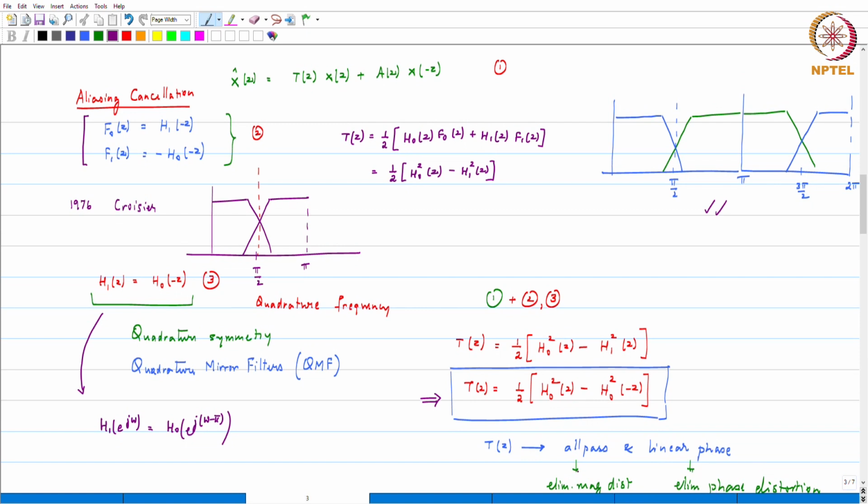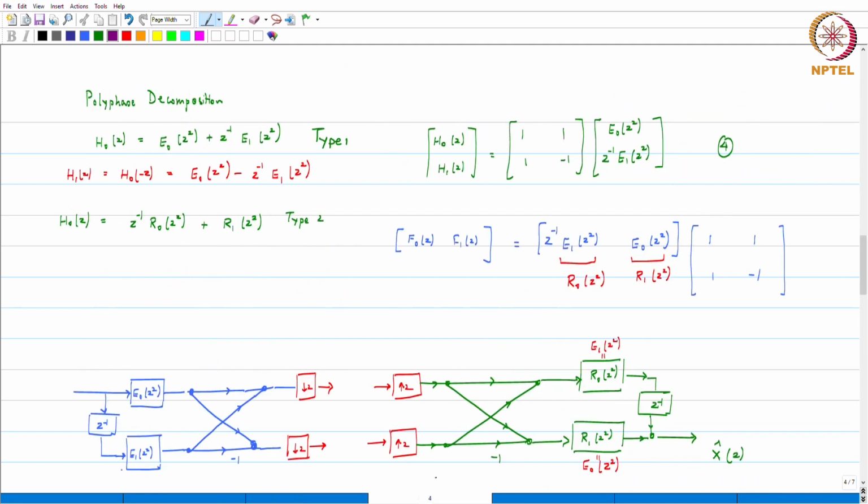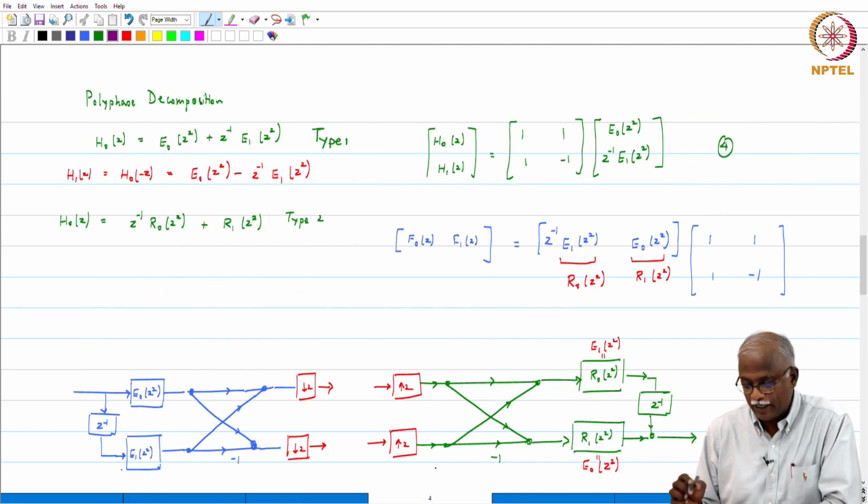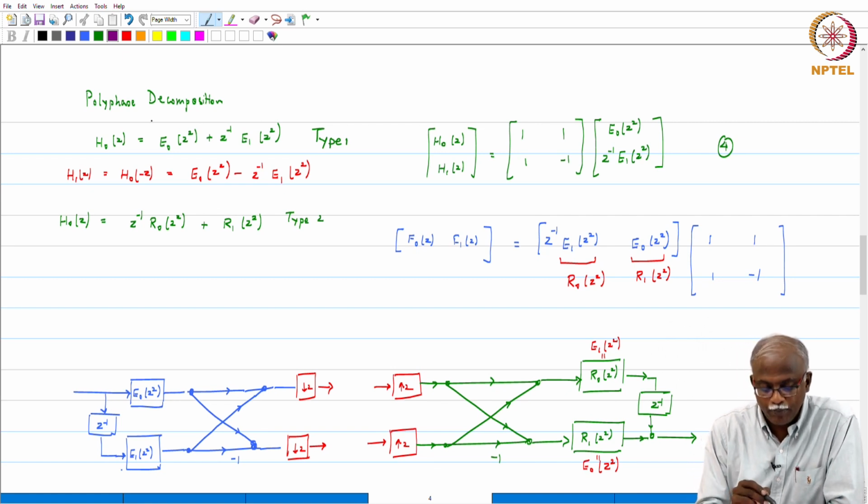So in today's lecture, we are going to look at how we can eliminate phase distortion in the overall transfer function. So that is our goal for today, and we will develop it. But before that, let us quickly look at a couple of other results that were obtained in the last lecture, just for completeness.